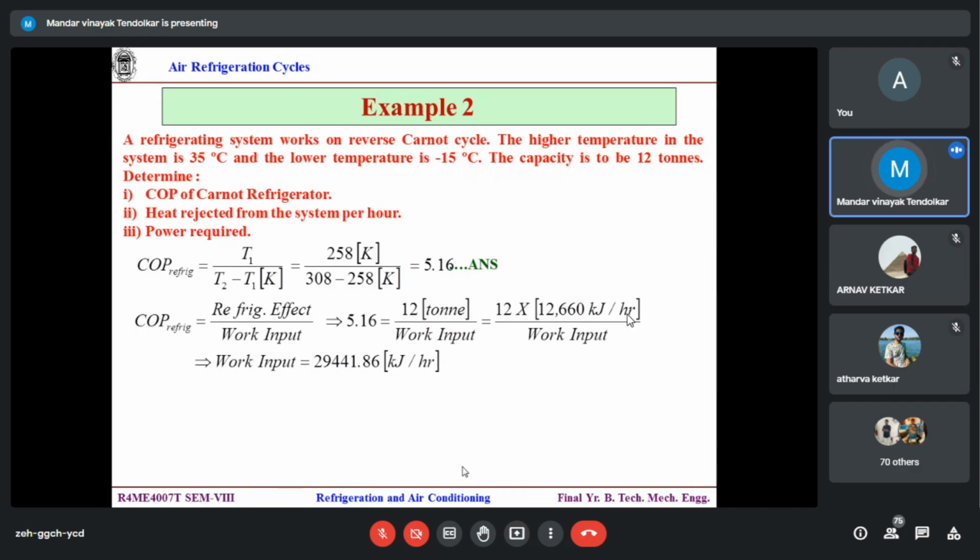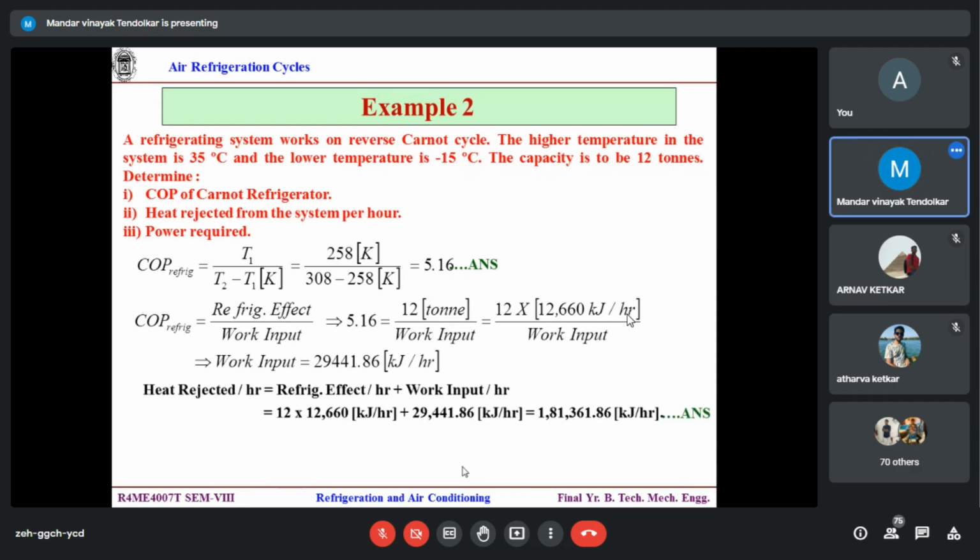Okay, around 8 kilowatt. So 12 TR capacity requires 8 kilowatt. Fine. What is the second aspect missing? Heat rejected from the system per hour. Heat rejected means the condenser part.